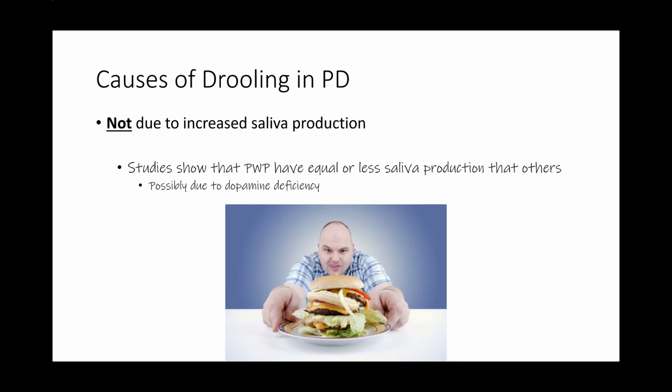When I talk to people about drooling, one of the immediate assumptions is that people who drool have more saliva. And really, this was hypothesized initially in the research communities as well. And what they found is that people with Parkinson's generally do not produce more saliva than anyone else. And in fact, they may produce less saliva. It's thought that there may be a role for dopamine in the production of saliva. And because people with Parkinson's may have dopamine deficiency, they may have less saliva production than others.